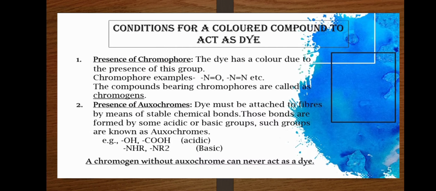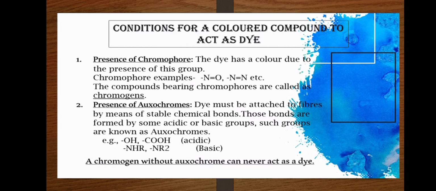Conditions for a colored compound to act as a dye. First, presence of a chromophore. The dye has a color due to the presence of this group. Chromophore examples are N=O and N=N, etc. The compounds bearing chromophore are called chromogens.